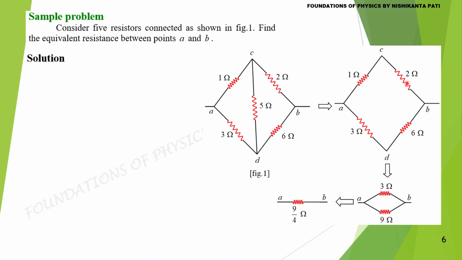These two are in series, the effective is now 3 ohm. These two are in series, the effective is 9 ohm. 3 ohm and 9 ohm are in parallel between A and B. So the effective resistance is 9 by 4 ohm.